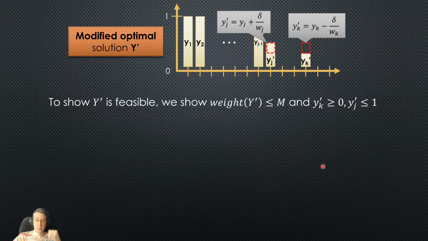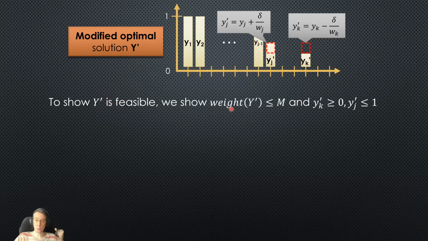Okay, so we want to now show that this new solution, the modified solution y prime, is feasible. In other words, we're not going to be able to derive any contradiction or show that the fact that we can modify a solution in this way is a problem unless we can show that this actually is a feasible, possible solution.